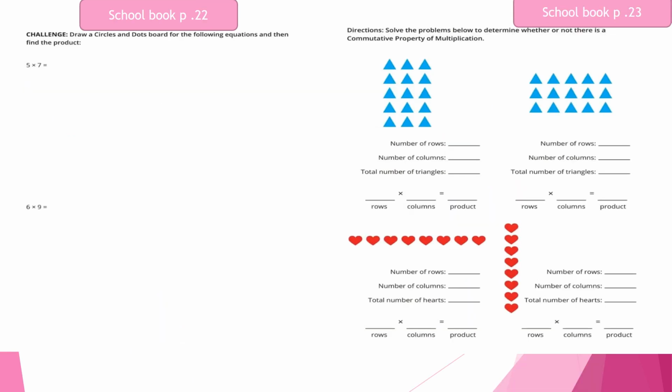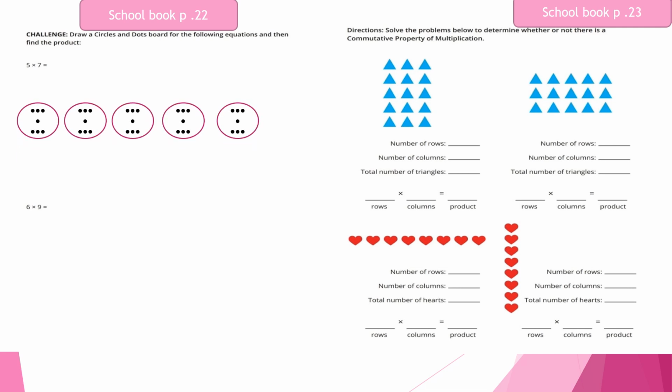Here is the challenge part. Draw a circle and dots board for the following equation. I have here 5 times 7. To draw groups here, I have 5 repeated 7 times, or 7 repeated 5 times. So I have 7 repeated 5 times. So I draw 5 groups, and inside each group 7.